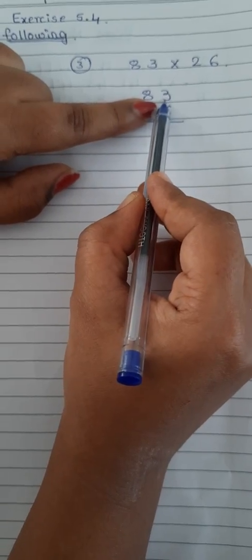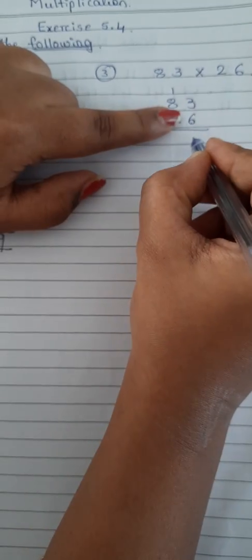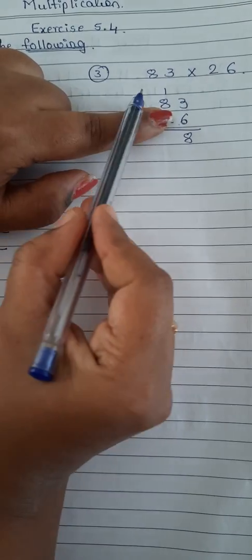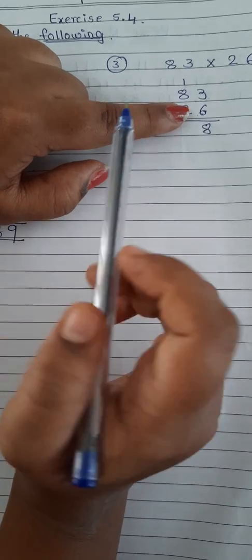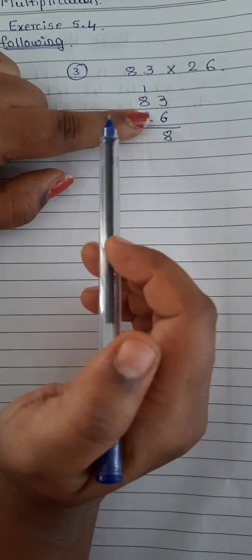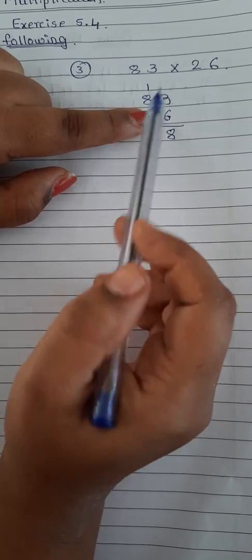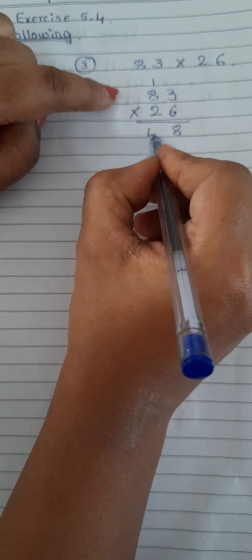6 3s are 18. Carry 1 to the next number. Understood or not? 6 3s are 18. 6 8s are, come on, tell me, the 6 table: 48. 48 plus 1 is 49.